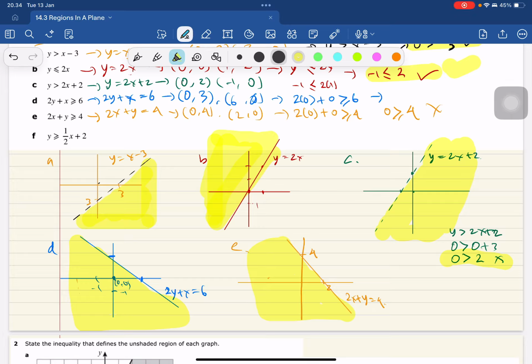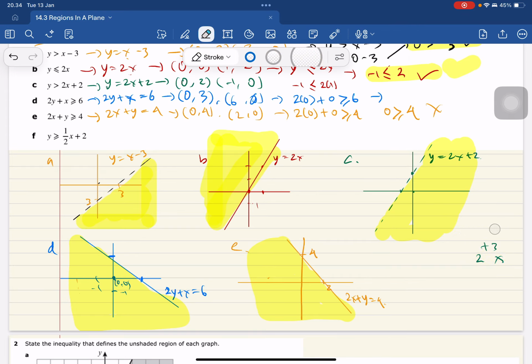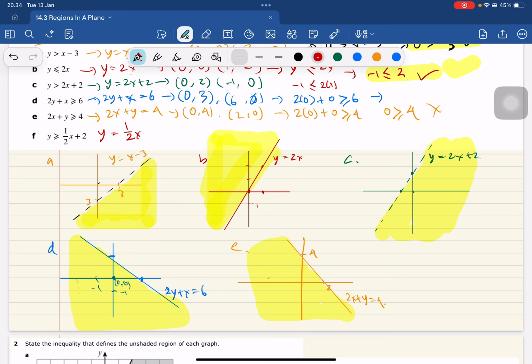Next, last is F. So let us make it y equal to 1 over 2 x plus 2. When x equal to 0, y is going to be 2. And when y equal to 0, x is going to be 4. Okay, let us write F here. So we got 0 and 2, and then 4 and 0 here.